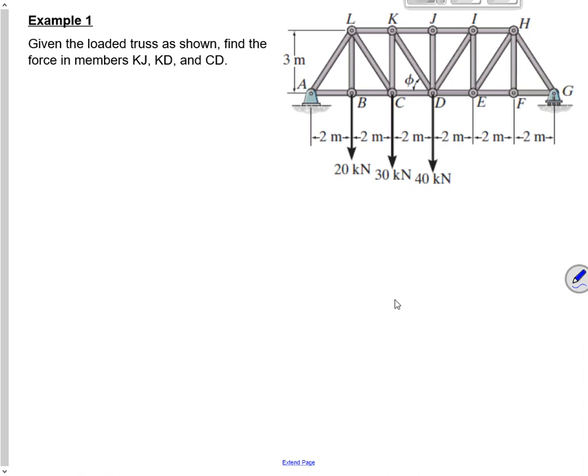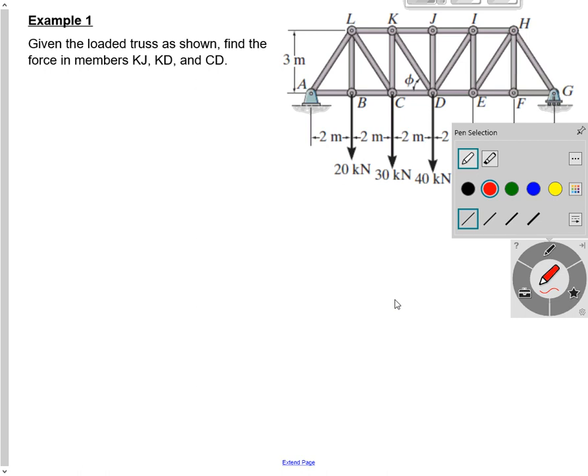So let's work an example. It'll make more sense then. Given the loaded truss as shown, find the force in members KJ, KD, and CD. Well, I want to find the force in those three members. So where are those three members? Let's put a red dot on those three members.